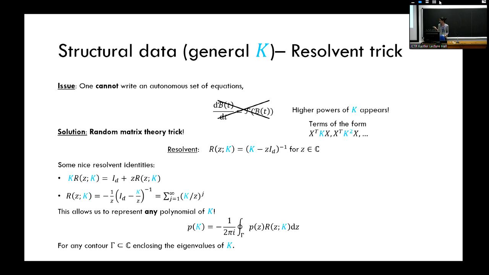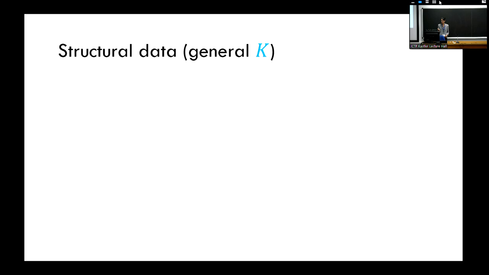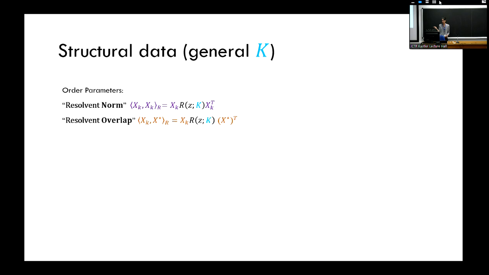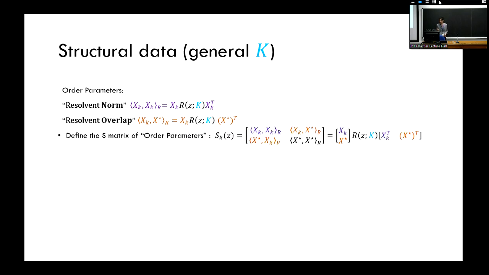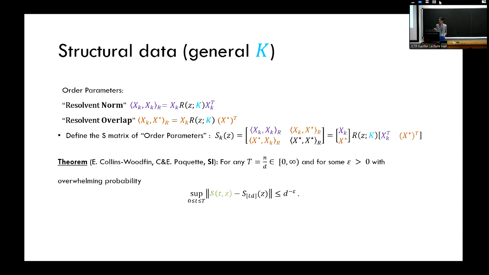So why is this helping me? Because now I can define a new type of order parameters. The new type of order parameters that I will define is essentially the norm that inside contains the metric that is the resolvent, and the same thing for the overlap. And if I do that, let me just arrange it in a nice matrix form, then we can show the same kind of concentration.